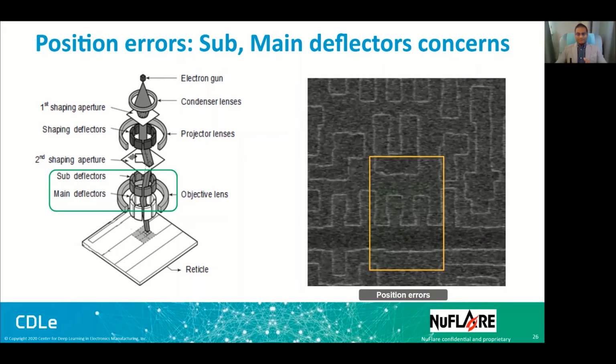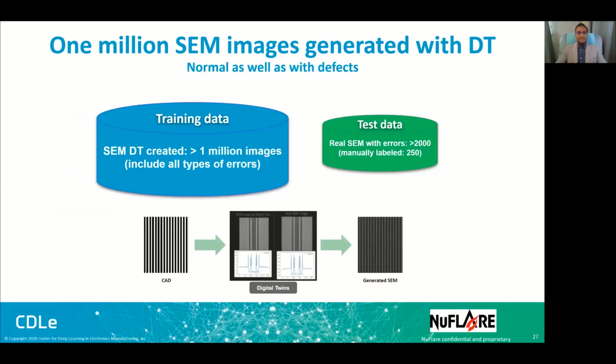and debugged and fixed. We built a tool set to do that. However, before training the deep learning model, we required millions of SEM images, and we generated them from the digital twin. We applied all three types of error to the training data, along with normal images. And for the test, we induced certain errors, printed them with the machine, and manually labeled them.